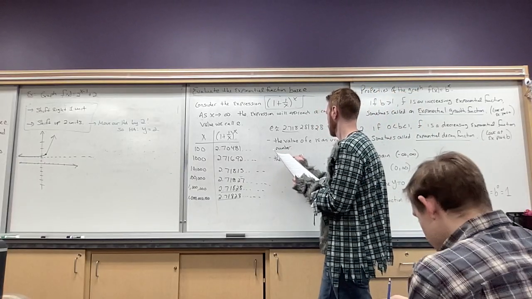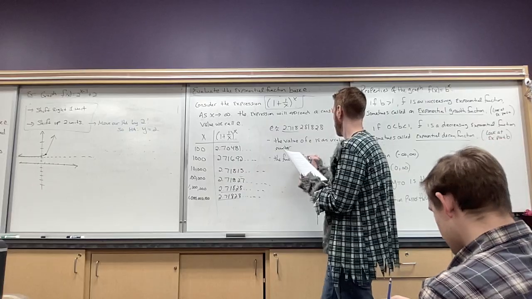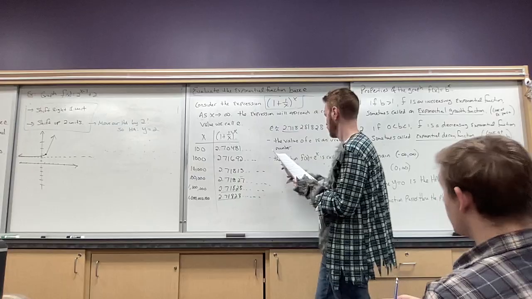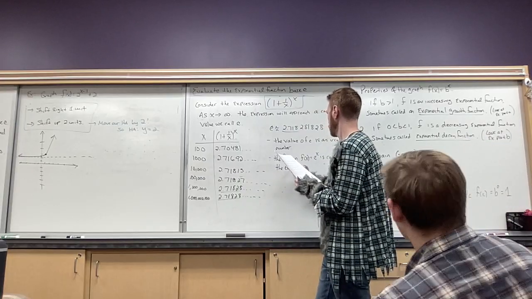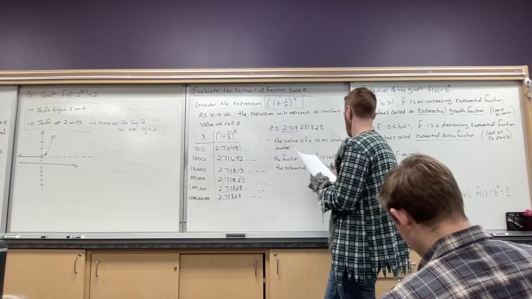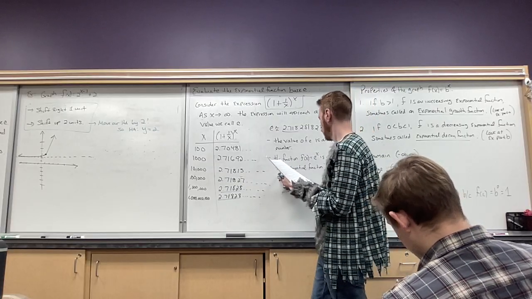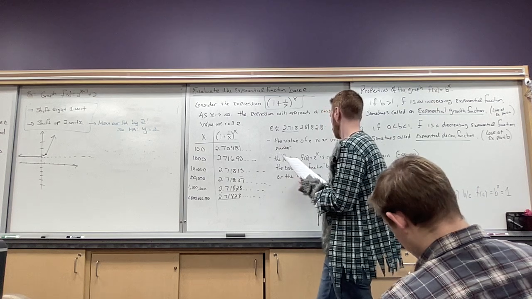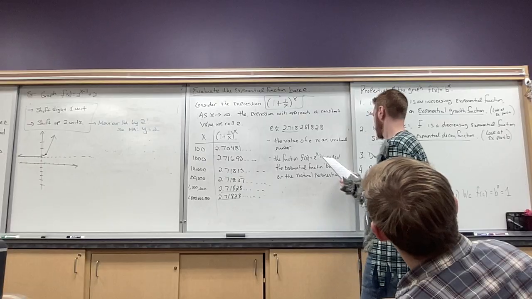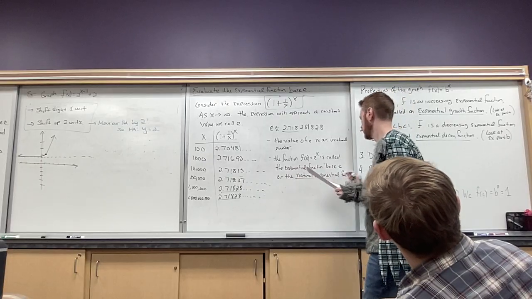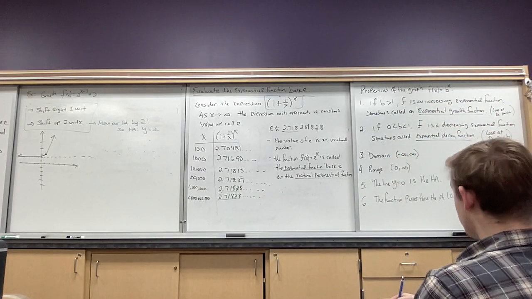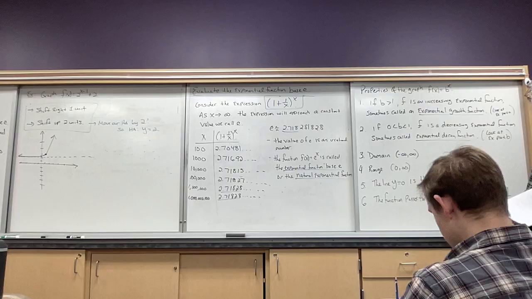The function f of x equals e to the x is called the exponential function base e, or the natural exponential function. Okay, so let me just underline those. So if you have a function that's e to the x, sometimes it's called the exponential function base e, or the natural exponential.